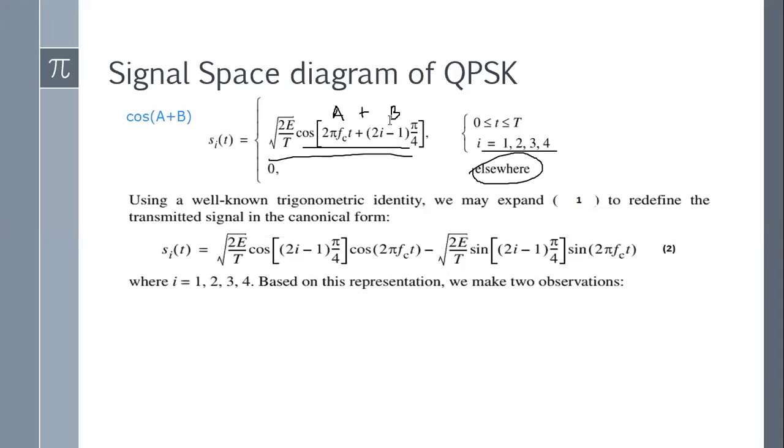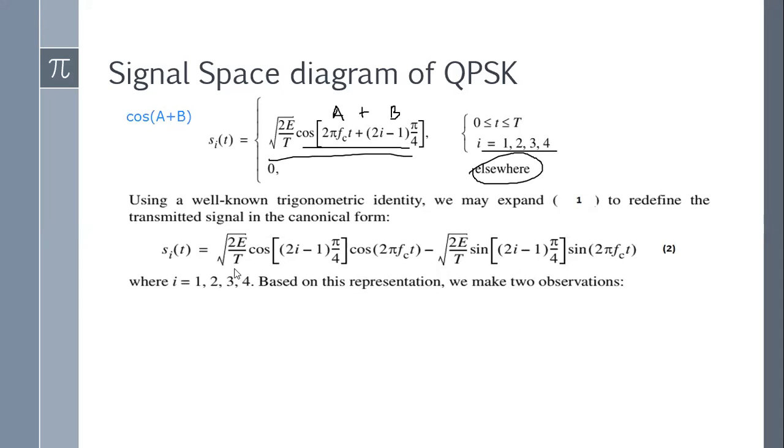So this part becomes cos A plus B, and we expand cos A plus B using the trigonometric identity. We know that cos A plus B is equal to cos A cos B minus sin A sin B. Fine. So we simply expand this part, and what we get is cos(2i minus 1)pi by 4 into cos 2 pi fct minus sin(2i minus 1)pi by 4 into sin 2 pi fct. Okay, so this is what we are getting.